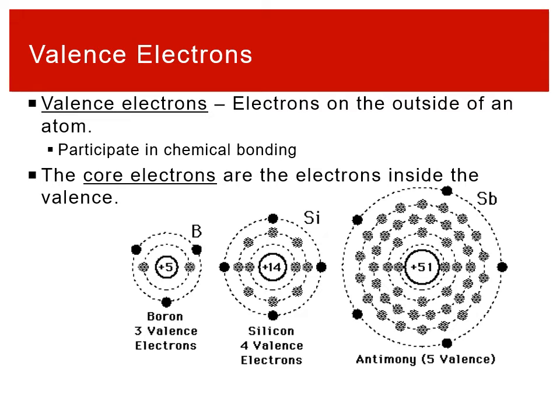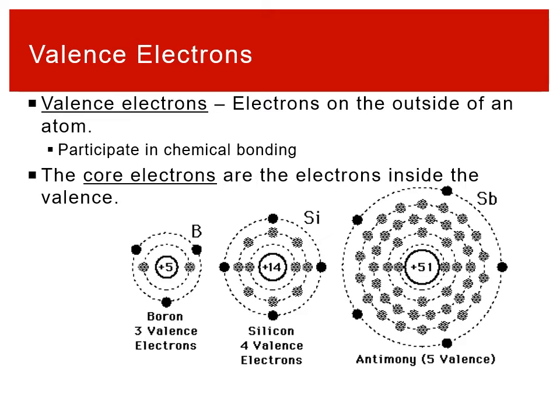So the core electrons are then going to be any electrons that are inside that valence level, the electrons that are furthest out. So we've got some depictions here: boron, silicon, and antimony, 3 atoms. We can see that as they grow, boron has 5 total electrons, 3 valence. Silicon has 14 total electrons, 4 valence. And antimony has 51 total electrons, but only 5 valence.